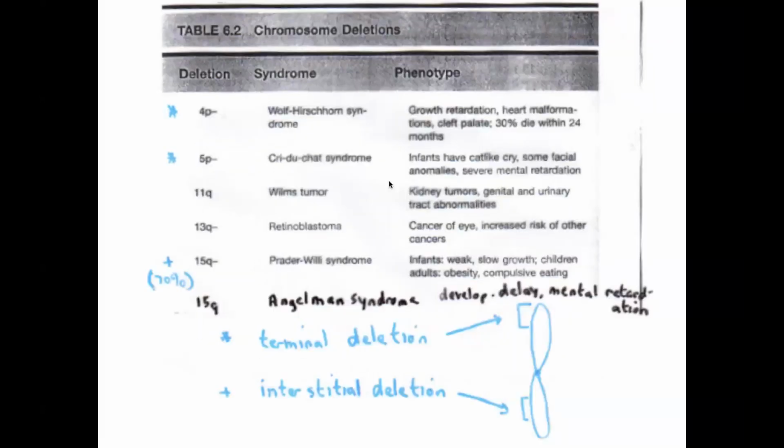Okay, let's go back to the table. So here's another syndrome, Cri-du-Chat. It's the same idea. This is the tip of the short arm of chromosome 5.